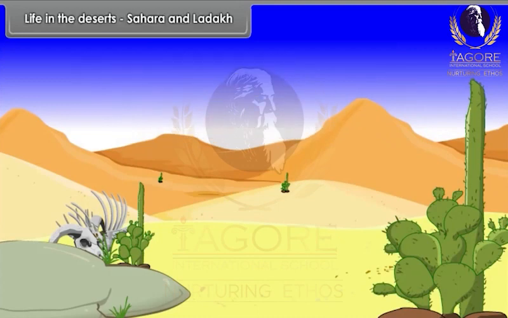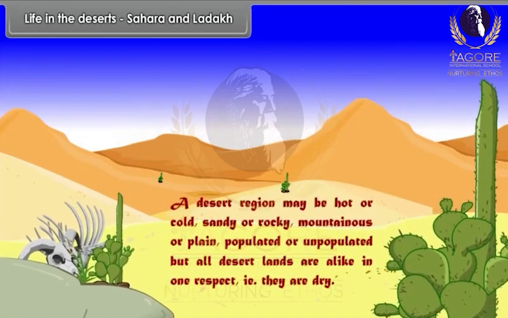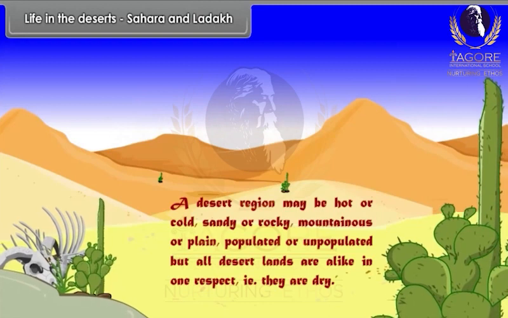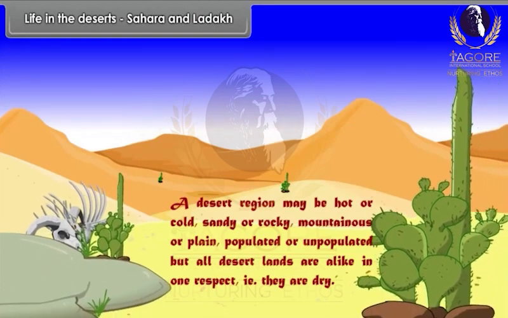Life in the deserts, Sahara and Ladakh. A desert region may be hot or cold, sandy or rocky, mountainous or plain, populated or unpopulated, but all desert lands are alike in one respect, that is, they are dry.